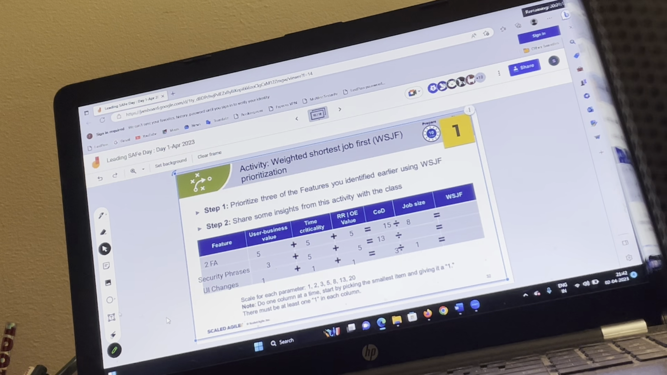And for security phrases, maybe 3 or 5. We will give 5. Let's say roughly 2 there. This can be like 2.5 something. Okay. And 3. Okay.